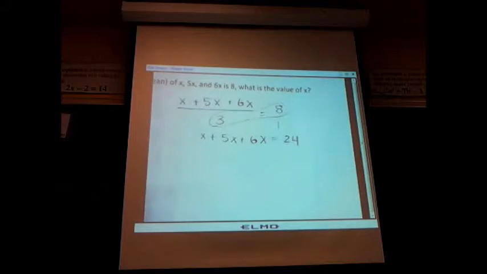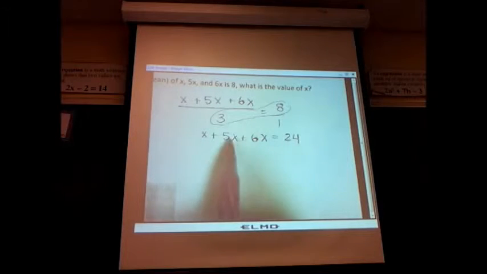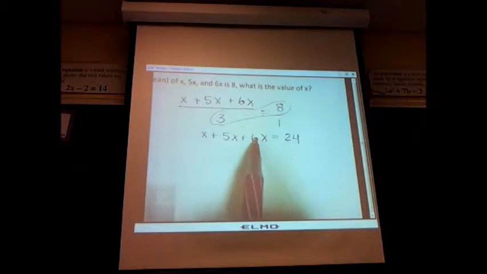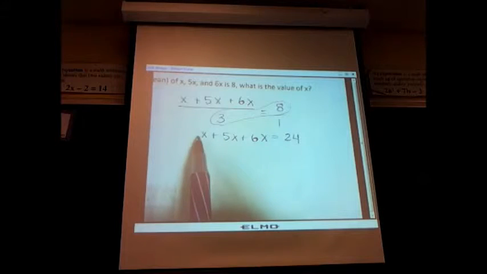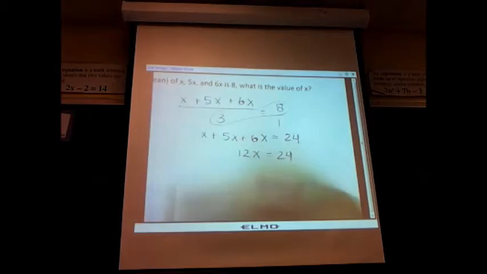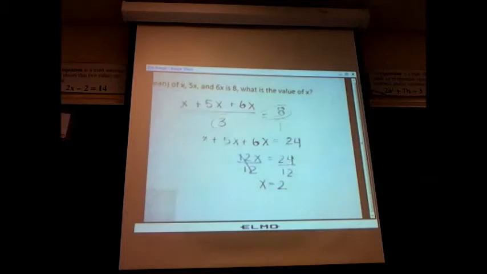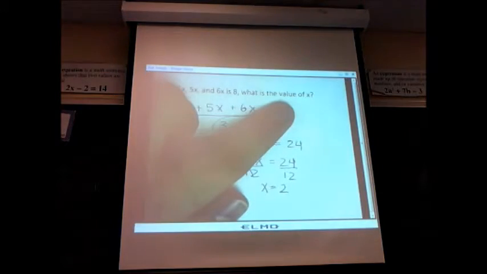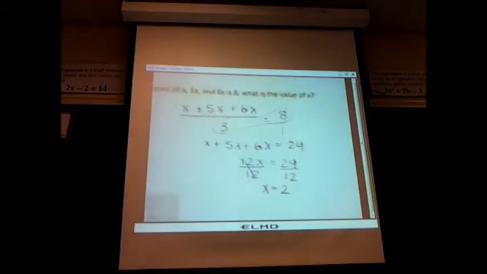So now I can simplify for myself and say, okay, well, how many x's do I really have? If I have 6 and I have 5 and I have 1, that's the same as 12 x's. So now divide by 12 and I get x is 2. They asked me in the question, what is the value of x? So my answer is 2.